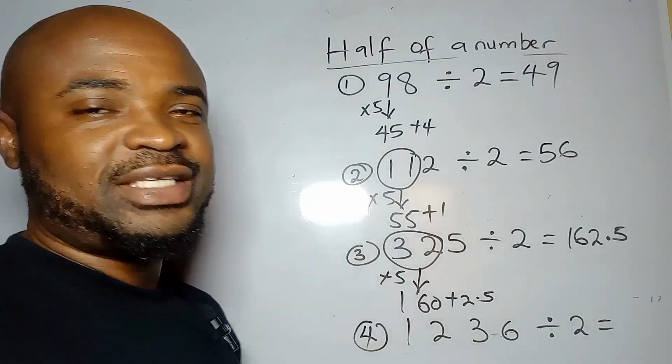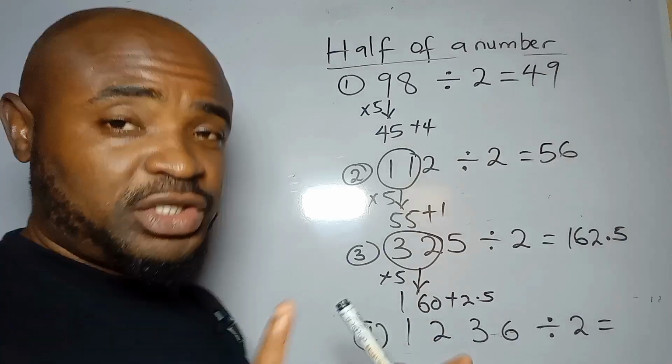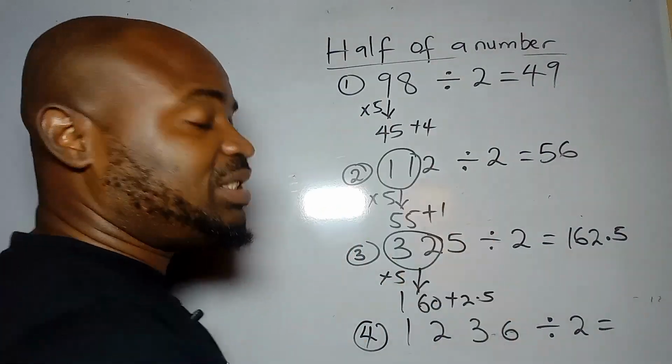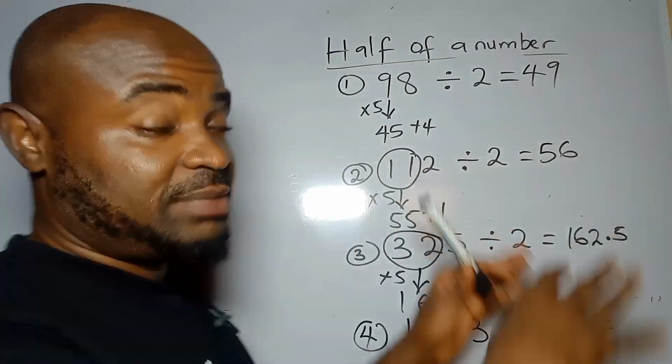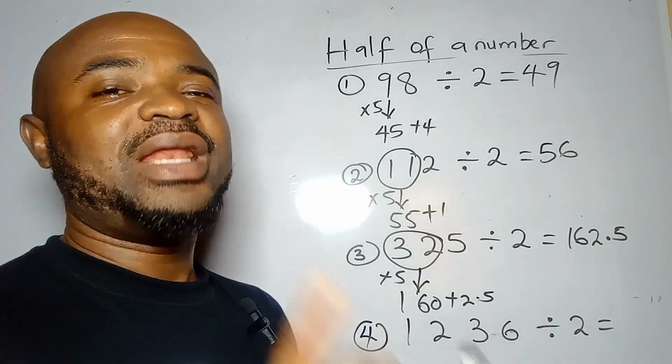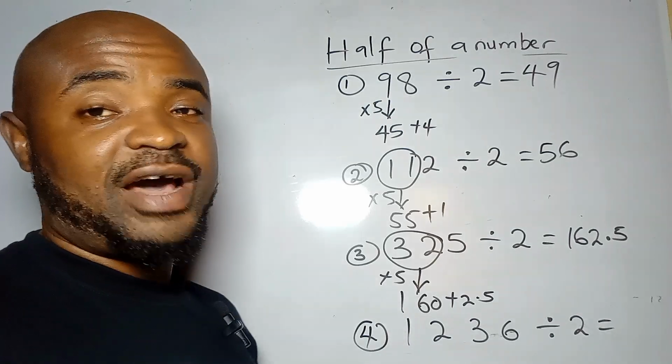Okay, so you can try it on your own at home. Now, the major thing you need to note here is always reserve the last digit, that is the unit digit. Then every other digit before it, multiply by 5. Then you add it up to half of your last digit. And with that, you'll get half of that particular number.